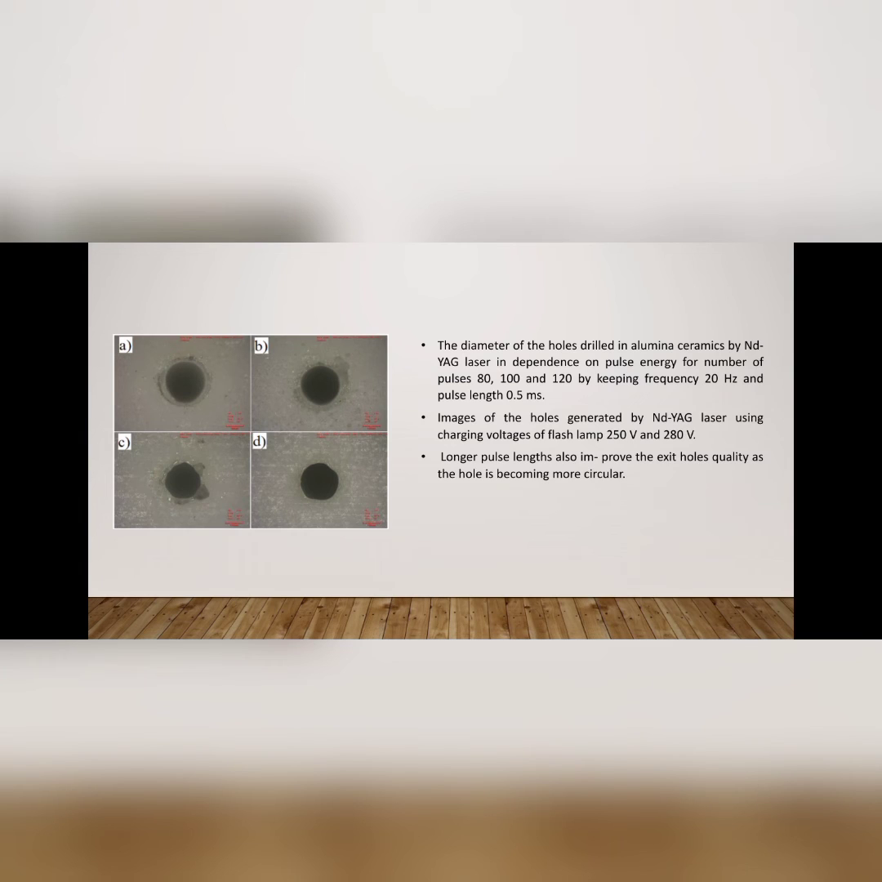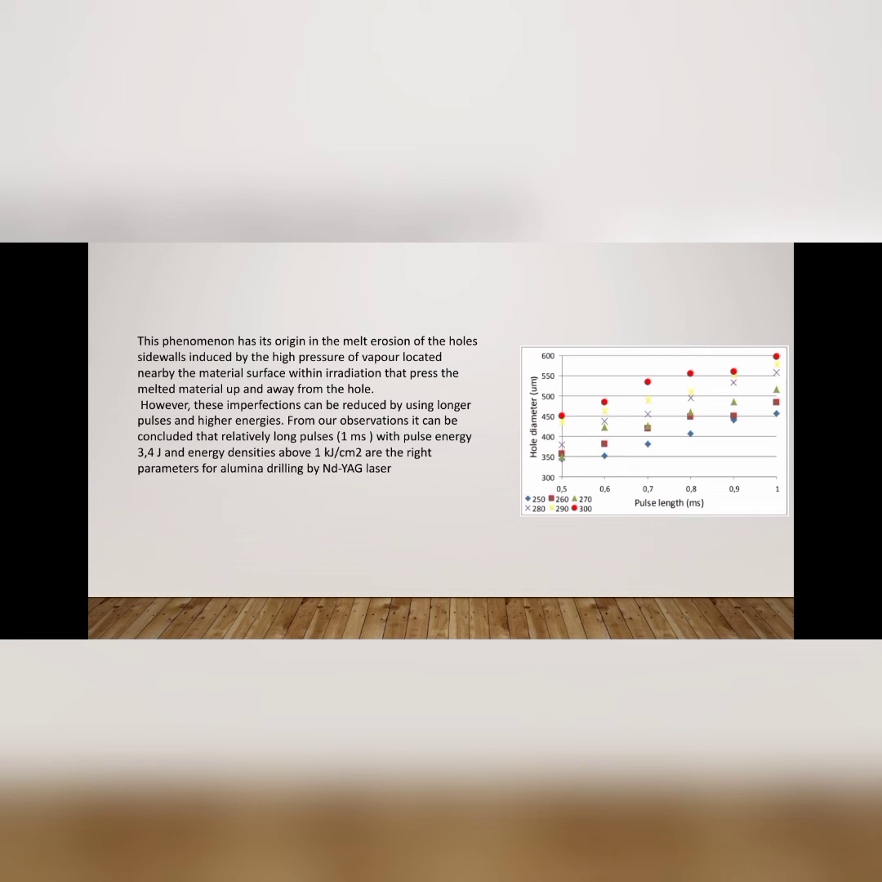However, the circularity of each hole can be improved by increasing the number of pulses. The diameters of the holes drilled in aluminum ceramic by the Nd:YAG laser depend on the pulse energy and the number of pulses at 80, 100 and 120, keeping frequency 20 Hz and pulse length 0.5 ms. Images of the holes generated by the Nd:YAG laser use flash lamp charging voltages of 250 volts and 280 volts.